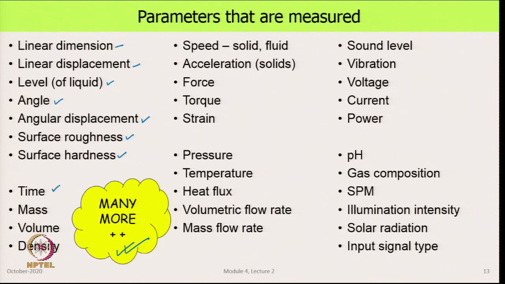Then you have time, then mass, volume and density. Many of these you may be familiar with. I am just listing to show that every one of these, if they are measured in our uncertainty analysis, we will get their uncertainty coming into it. Then there is speed and velocity in a solid or in a fluid, liquid or a gas. Then acceleration, usually solids and bodies, physical bodies, solid bodies. Force, we measure force, we can measure torque and strain.